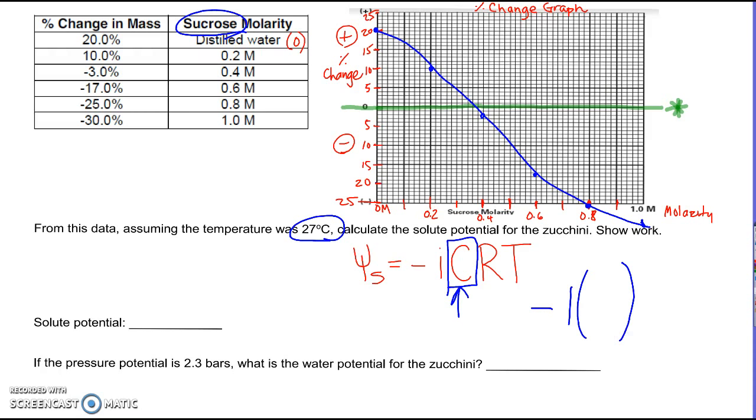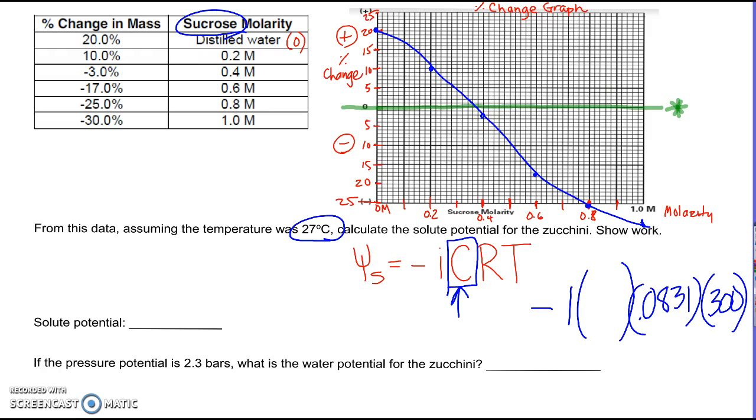We'll come back to C. R is 0.0831, and our temperature was 27 degrees Celsius. If we add 273, that gives us, I believe it's 290, oh, it's 300, yeah. The one thing that they didn't provide you with was the molarity, because they want you to get the molarity from your graph.